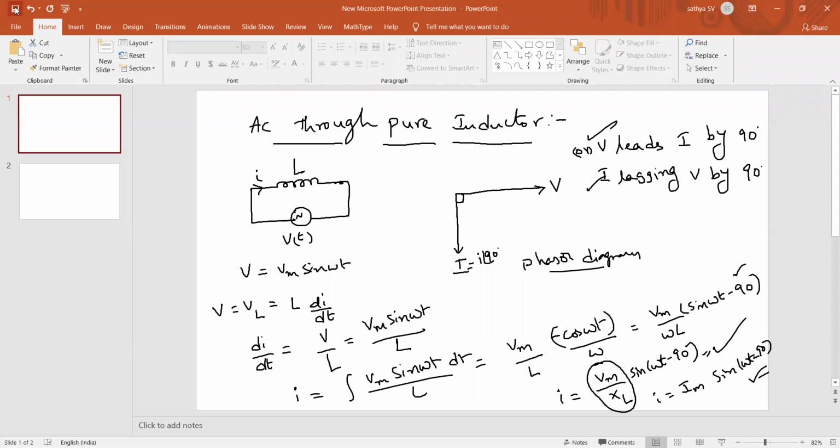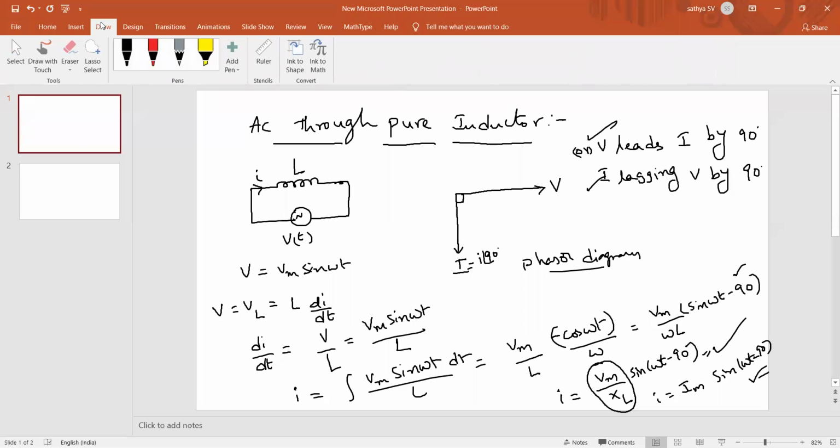So will you go for capacitor on your own? Shall I erase the screen? All of you noted? If completed, I will move on to the next topic, that is AC through pure capacitor. Yes, sir.